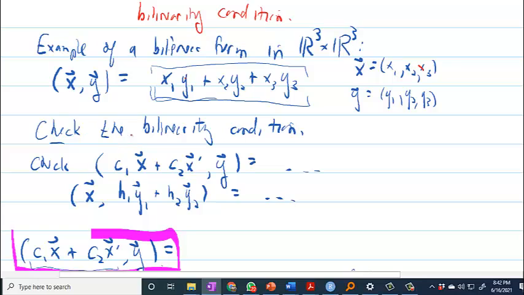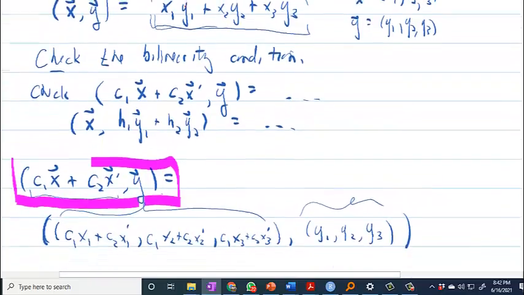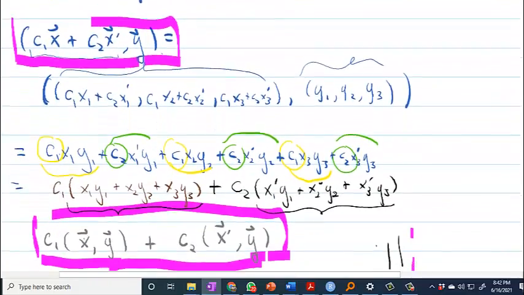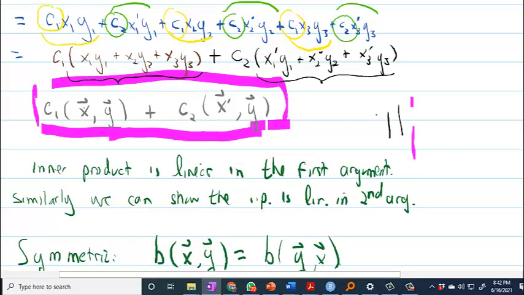So we can check this bilinearity condition. There are 2 bilinearity conditions, and since I'm using x1 and x2 as components, I take my 2 vectors as x and x prime. So there's x, and here's x prime. And we went through this derivation, and we showed that, in fact, the linearity condition works for the x's, and it works similarly for the y's.